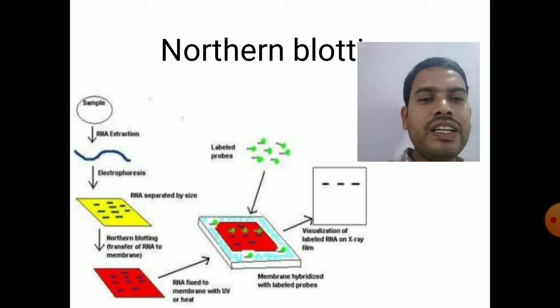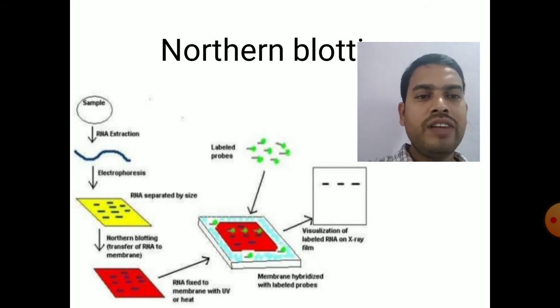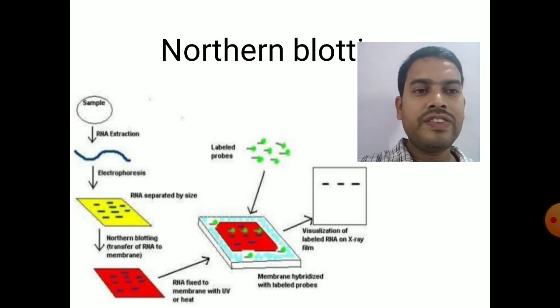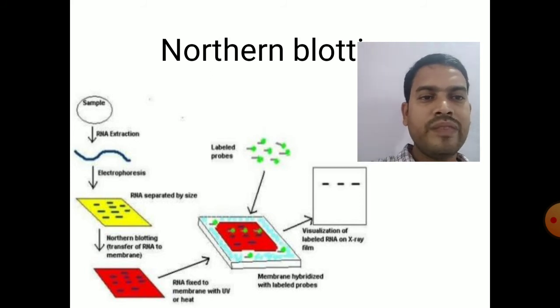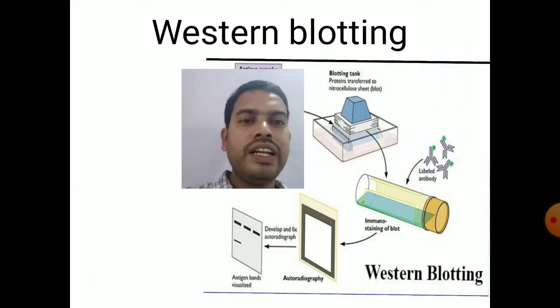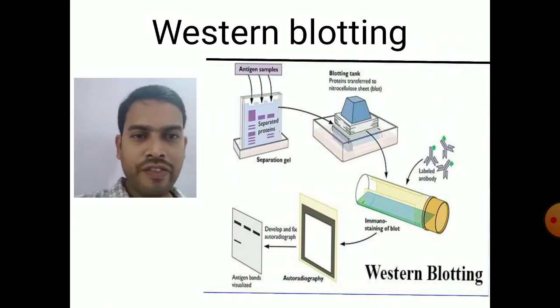The band of interest can be identified by viewing a color if it is an enzyme labeled probe, or if it is a radio labeled probe, you can view the band on the autoradiograph. By this technique, we can identify the mRNA of interest and you can collect it and use it for further studies. So this is northern blotting. The next one is western blotting.